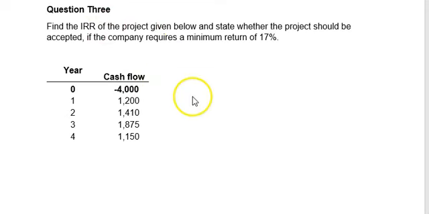So let's do this question. What do we do when we are given a question to find IRR? What is the first step?